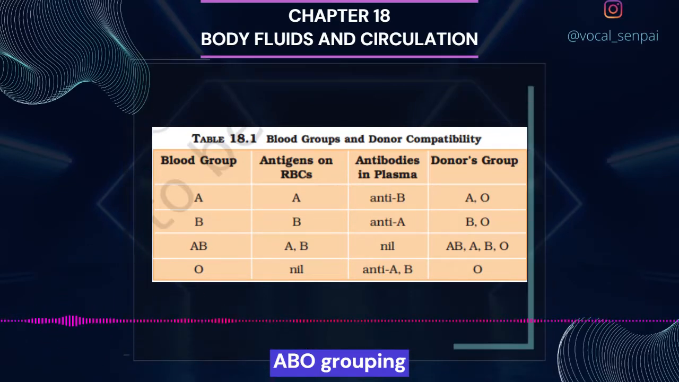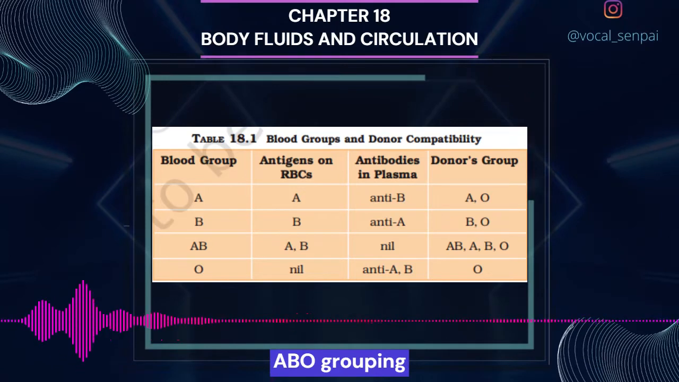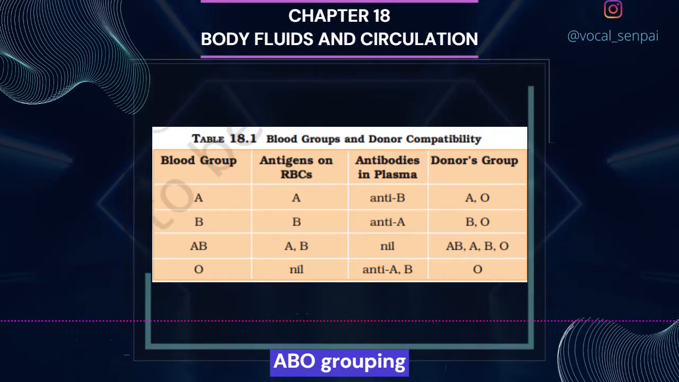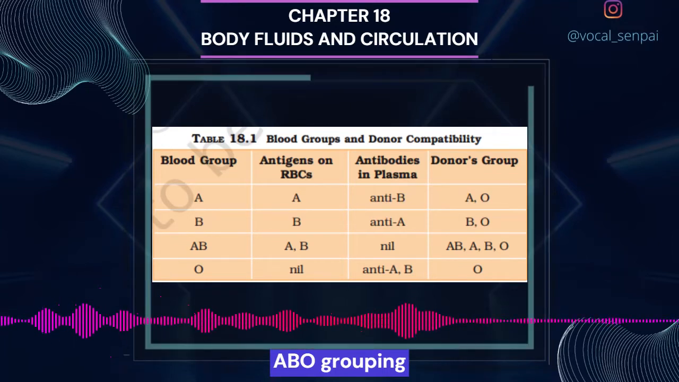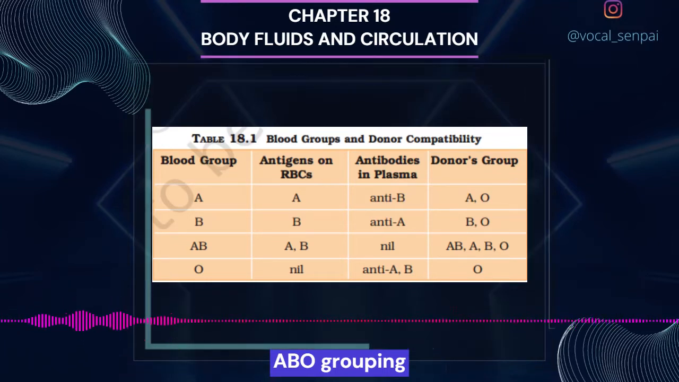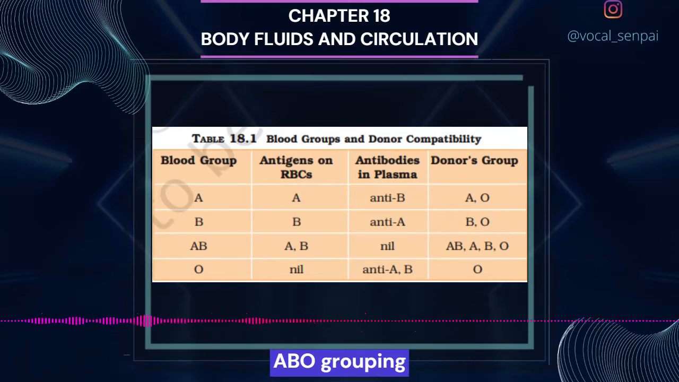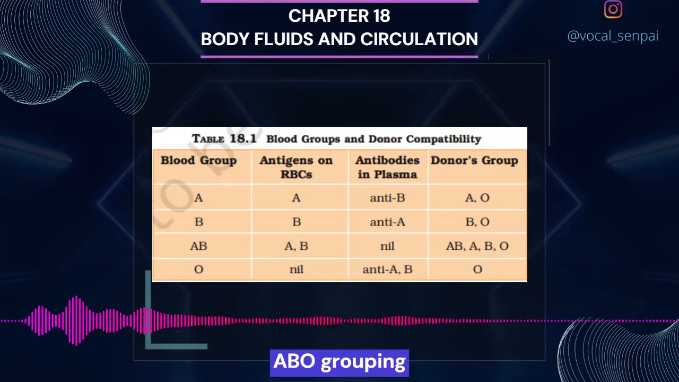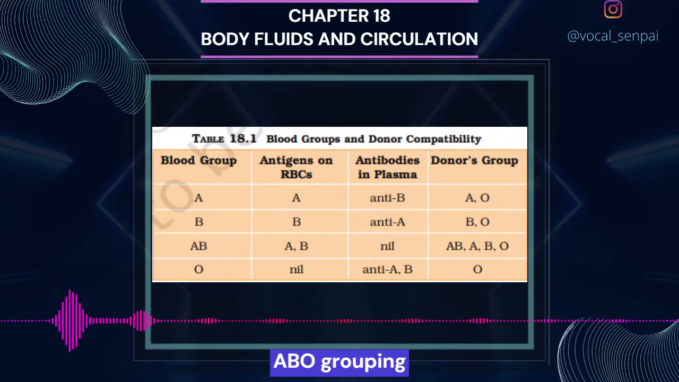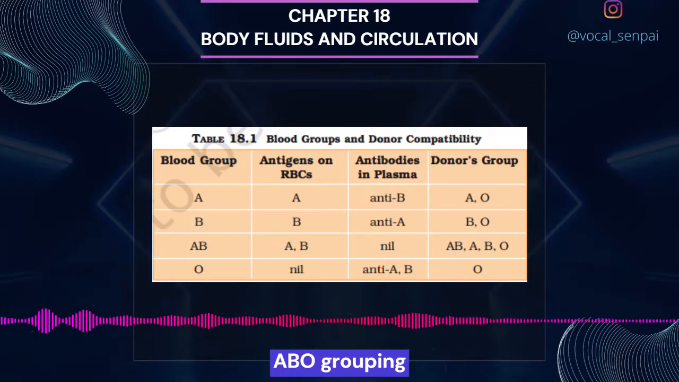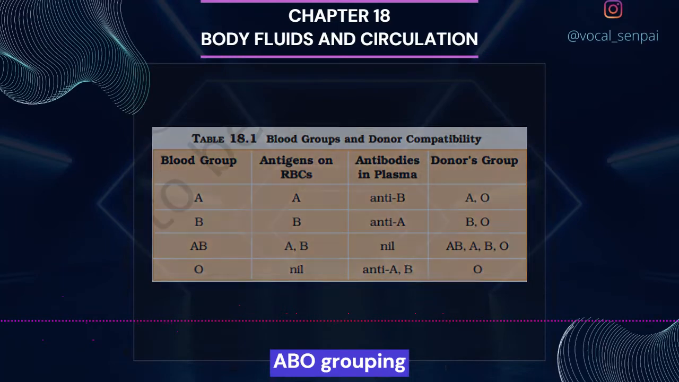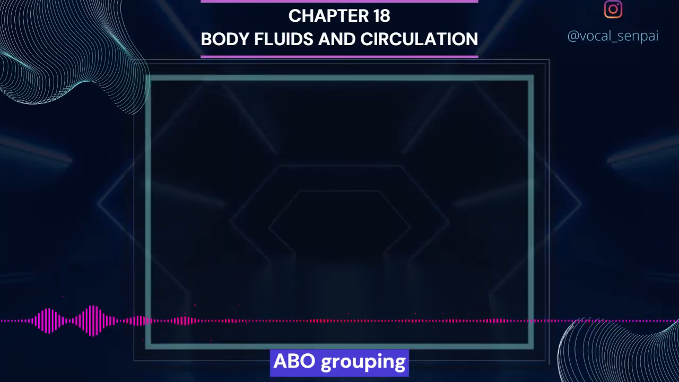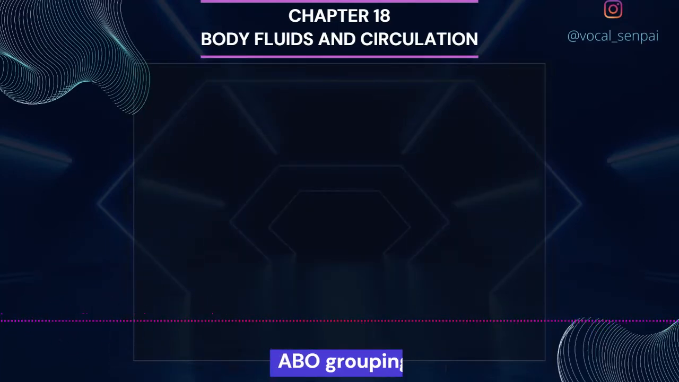The donor's compatibility is also shown in Table 18.1. From the above-mentioned table, it is evident that Group O blood can be donated to persons with any other blood group, and hence O group individuals are called universal donors. Persons with AB group can accept blood from persons with AB as well as the other groups of blood. Therefore, such persons are called universal recipients.